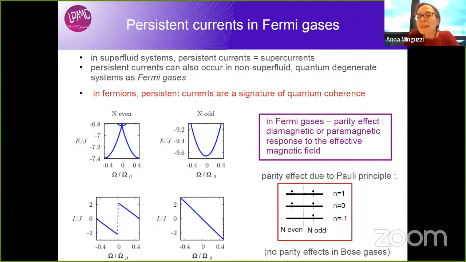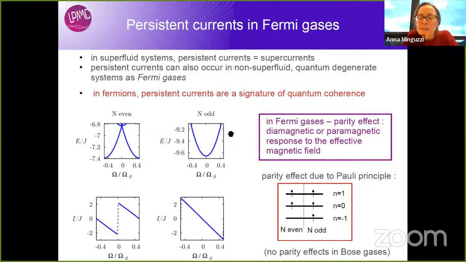But of course, it will be particularly interesting to study the case when Fermi gases become paired and you create a superfluid, or supercurrent, of paired Fermi gases. But one step at a time, let's first start from the properties of persistent currents in non-interacting fermions.